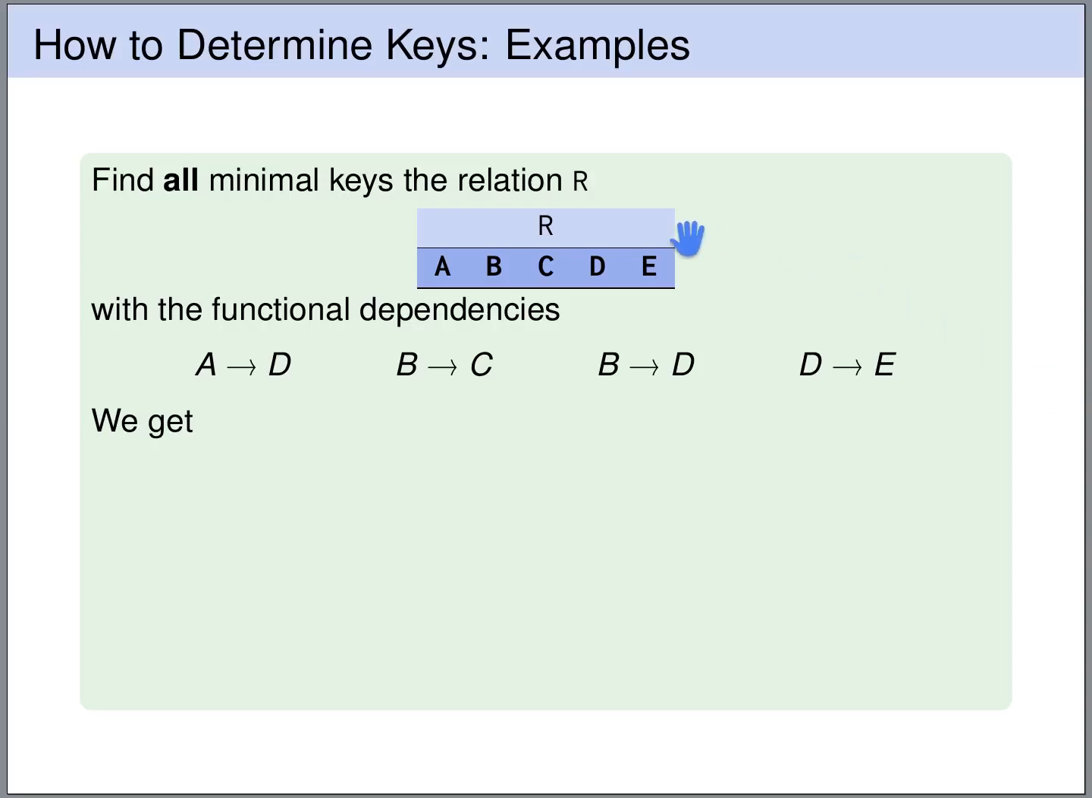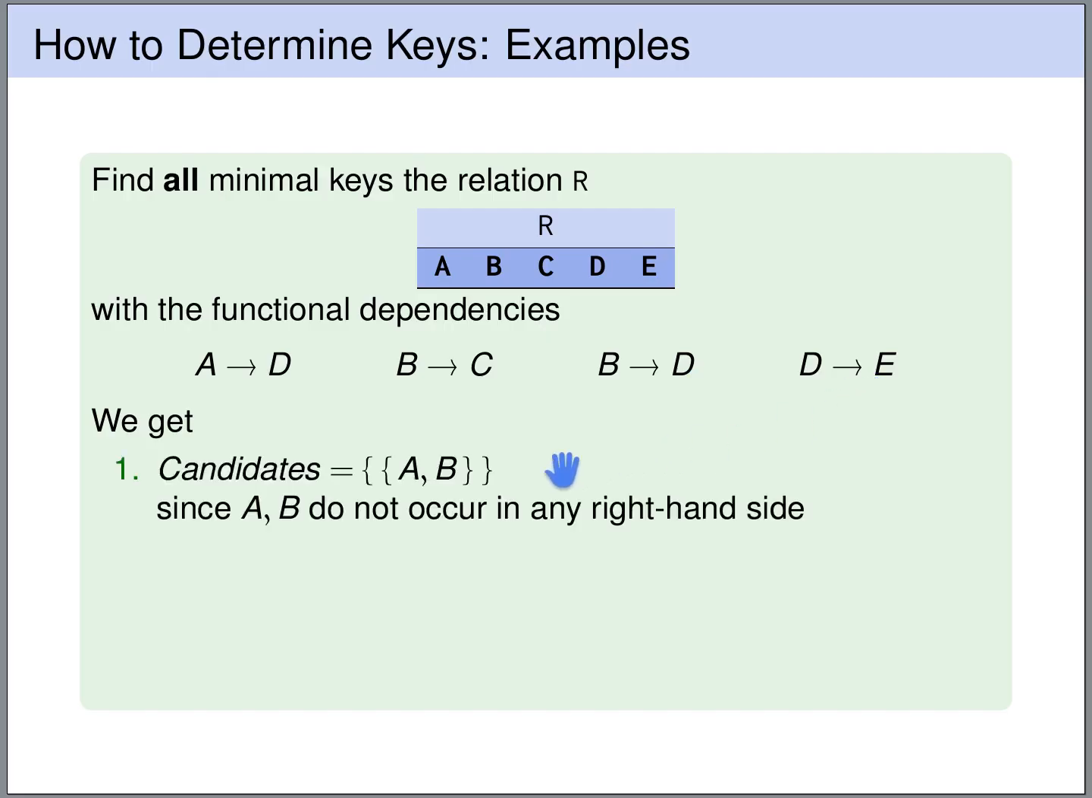So we are considering a relation R with attributes A, B, C, D, E, and we have the following set of functional dependencies. Now the first step is that we check what attributes do not appear in the right-hand side. The attribute A does not appear in the right-hand side. The attribute B does not appear on the right-hand side. C does, D does, and E does. So A and B do not appear on the right-hand side. So that will be our first candidate key. So we start with this set of candidates that contains the set AB.